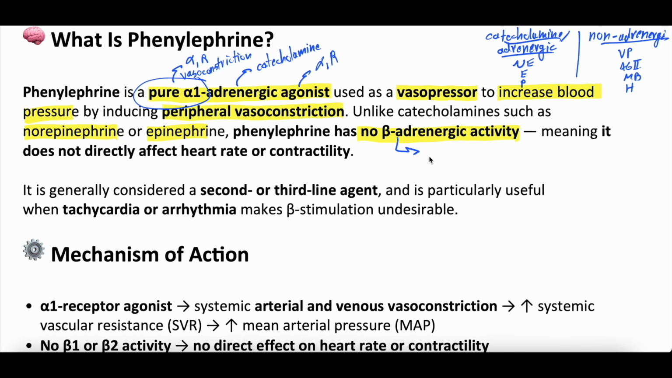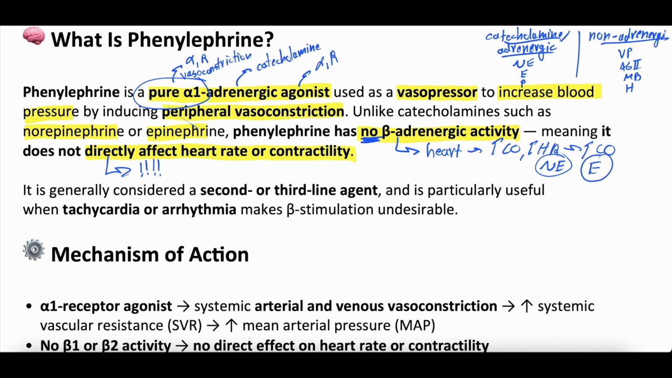Beta adrenergic activity affects the heart and leads to an increase in contractility and an increase in heart rate, which can lead to increased cardiac output. And norepinephrine, although small, does have some beta activity, and epinephrine has a fair amount of beta activity. So phenylephrine is pure alpha 1. It has no beta adrenergic activity, so it does not directly affect the heart rate or contractility. Now, directly is really important, and this is something we're going to talk more about because it might actually have some negative indirect effects on heart rate and contractility.